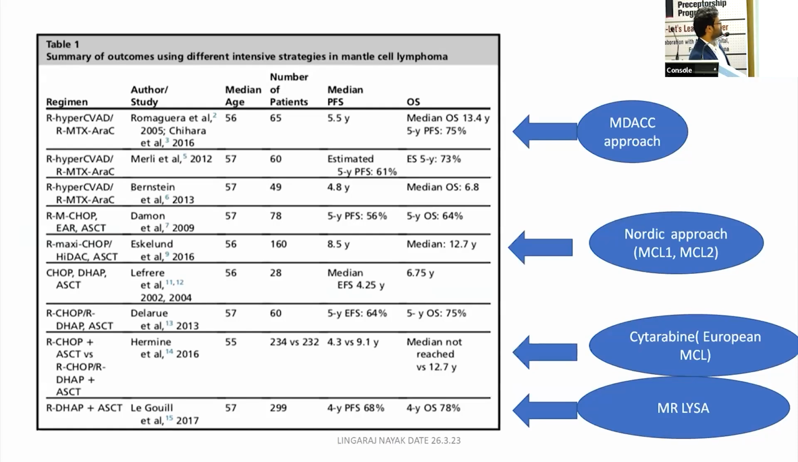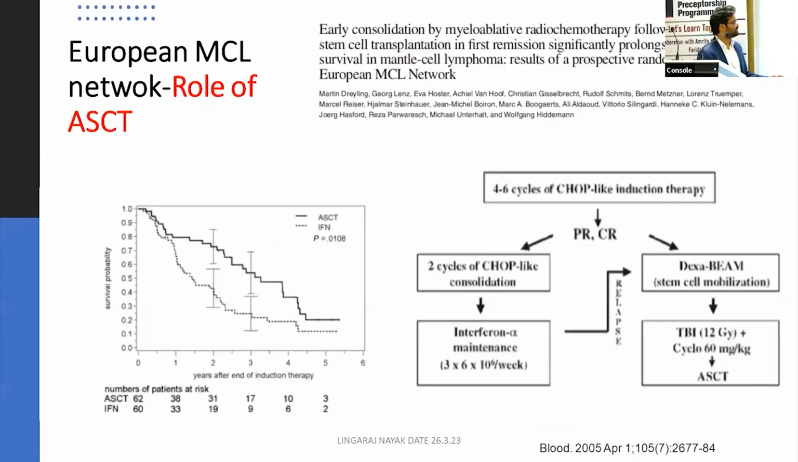Okay, so the integration of cytarabine came from the Nordic group and also the European MCL network. These two groups are important, who introduced cytarabine into the R-CHOP backbone, R-CHOP/R-DHAP-like. And then the LYSA group introduced maintenance rituximab after transplant. So these are the four groups which did everything for mantle cell lymphoma that you see in a young fit patient. So this is the data of transplant.